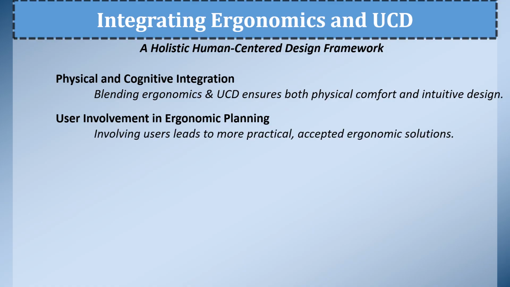User involvement in ergonomics planning. Involving users directly in ergonomics decision-making results in more effective and personalized solutions. Workers understand their own pain points better than anyone else, and their insight ensures that changes are practical. This inclusion also leads to higher acceptance and engagement with ergonomic interventions.